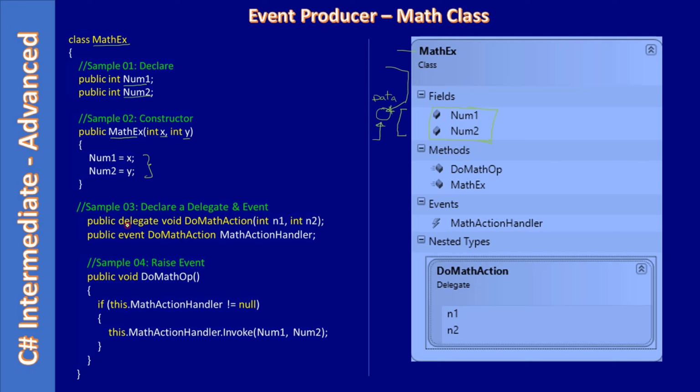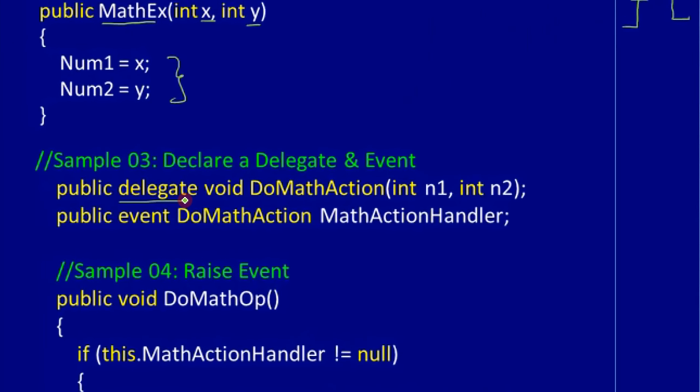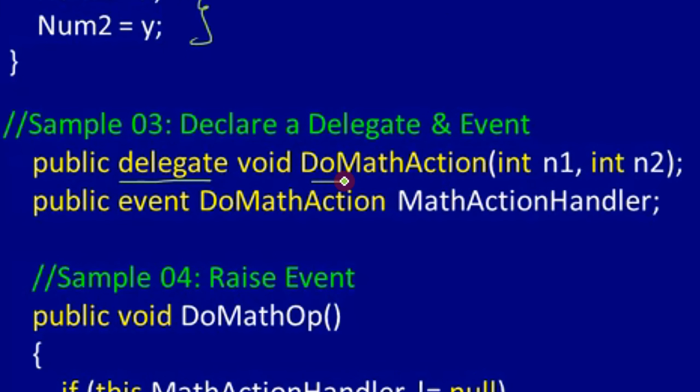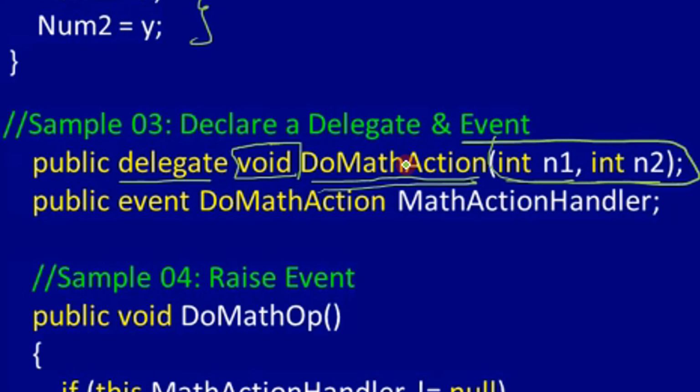Next comes the important part. Here we are declaring, or defining, a delegate. This is the keyword delegate. The delegate name is DoMathAction. That's the name we are giving to the delegate. The type is defined here: the delegate returns nothing, void, and it takes two parameters. The first parameter is an integer and the second parameter is also an integer. So this is the return type, and this is the delegate name.